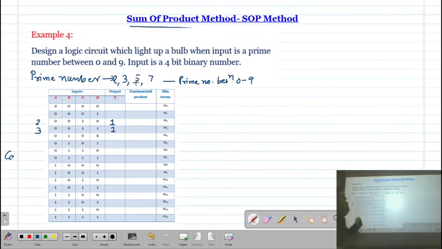Then the next number is 5. So where is the number 5? This is the number 5. We have to write 1. And then 7 is there. So 6 and 7. Sorry. This is M5, M6, and this one is M7. Correct? 5 and 7. And for the rest of the numbers, you have to write 0.